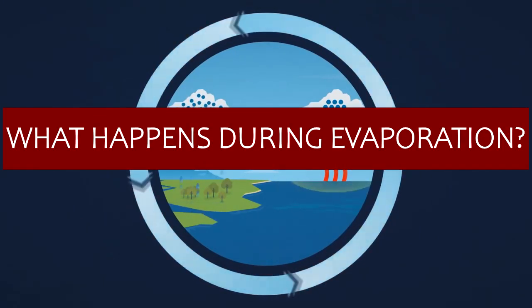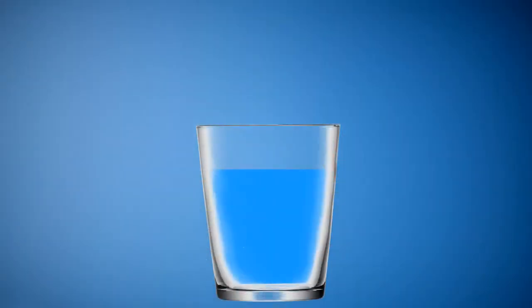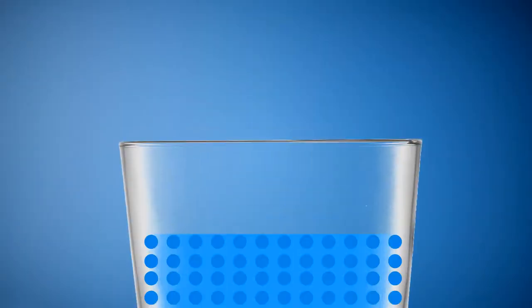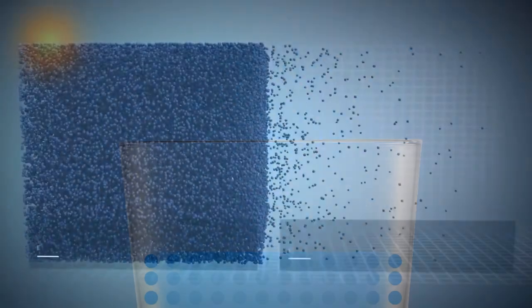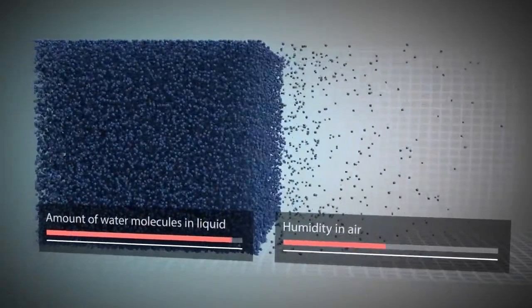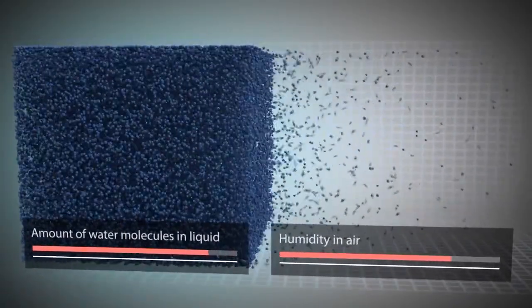But what exactly happens during the evaporation of liquids? When a free liquid surface comes into contact with air, the particles with the highest energy at the boundary of the two media are torn away from the liquid surface, so vapor diffuses into the gas phase. This reduces the amount of liquid, and increases the moisture content of the air.